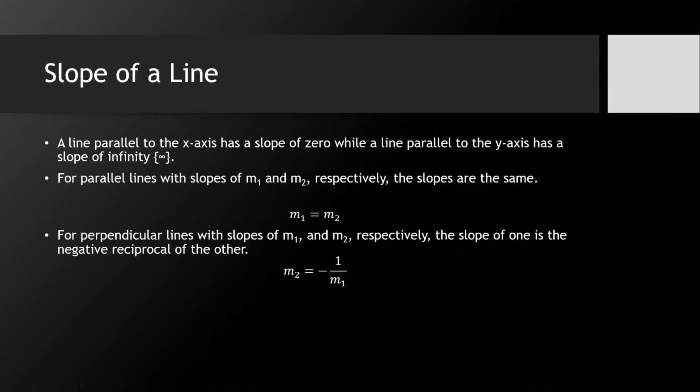A line parallel to the x-axis has a slope of 0, while a line parallel to the y-axis has a slope of infinity. For parallel lines with slopes m1 and m2 respectively, the slopes are the same: m1 is equal to m2. For perpendicular lines with slopes m1 and m2 respectively, the slope of one is the negative reciprocal of the other. So that is m2 is equal to negative 1 over m1.